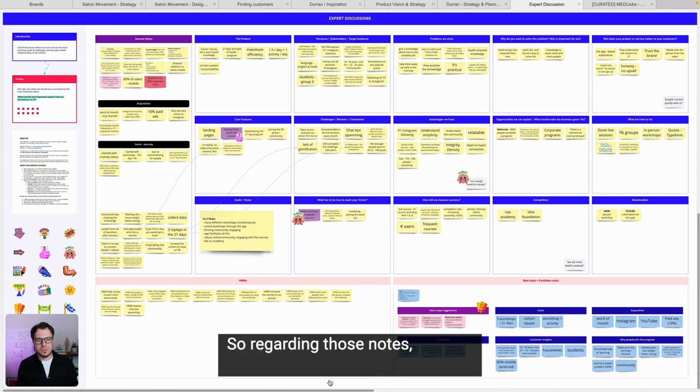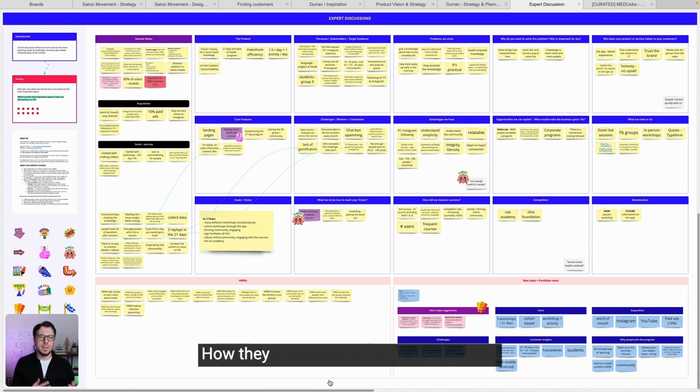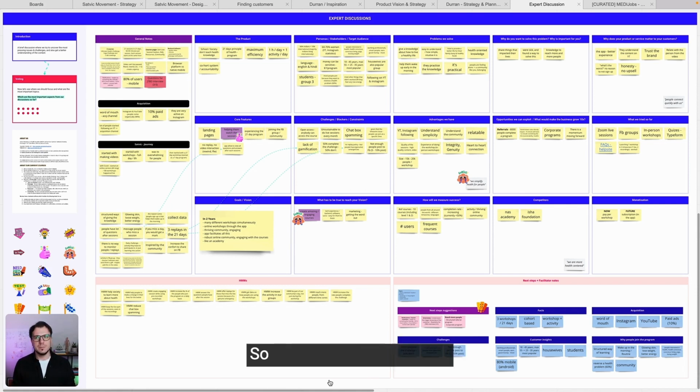So regarding those notes, you can see there are some suggestions for next steps, some of the facts that they mentioned during the call, and I really wanted to highlight them, how they acquire clients at this moment, challenges they have. Basically extracted some of those insights that I found useful and important and highlighted them. So this is the board filled in.